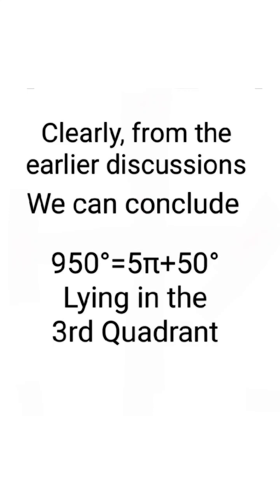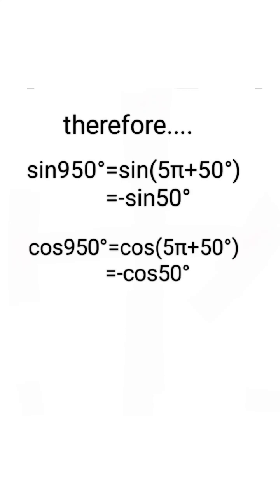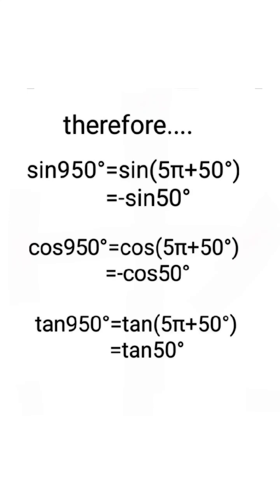Clearly, from the earlier discussions, we can conclude that 950 degree equals 5 pi plus 50 degree will lie on the third quadrant. Therefore, sin 950 degree equals sin 5 pi plus 50 degree equals minus sin 50 degree. Cos 950 degree equals cos 5 pi plus 50 degree equals minus cos 50 degree. But tan 950 degree equals tan 5 pi plus 50 degree equals tan 50 degree.